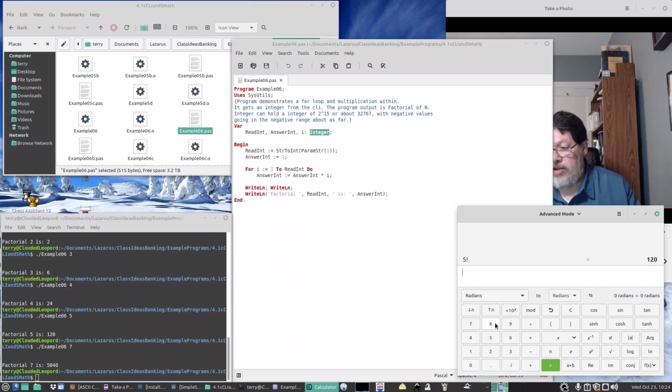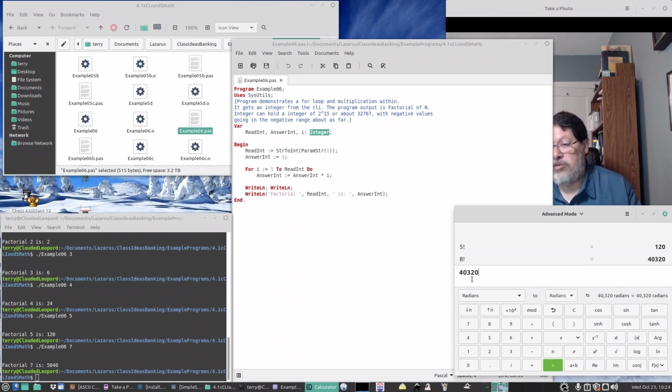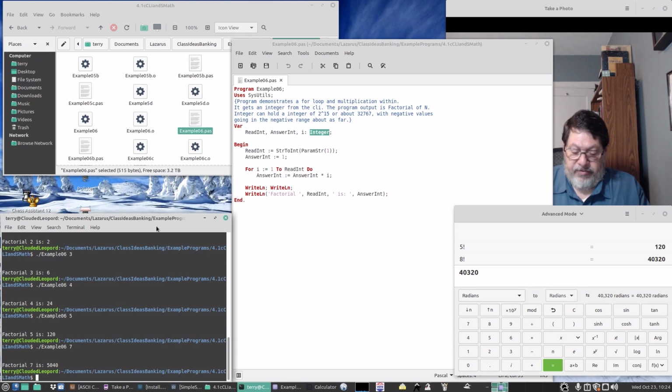If you do 8 exclam, which is more than 32,767, so it overflows. And if you try it here, you're going to get a negative number, which you know is an overflow.